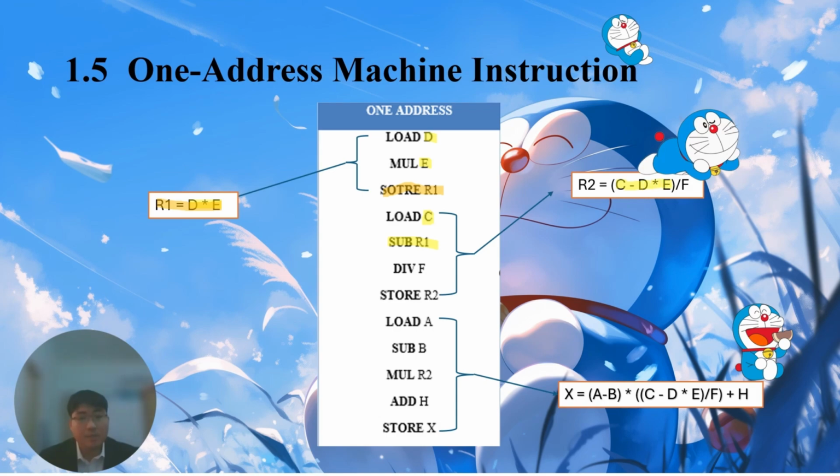And then last, we need to divide by F so that AC will become C minus D times E divided by F. The AC will be stored into R2, so R2 will become C minus D times E divided by F.